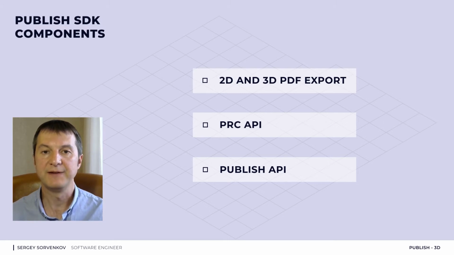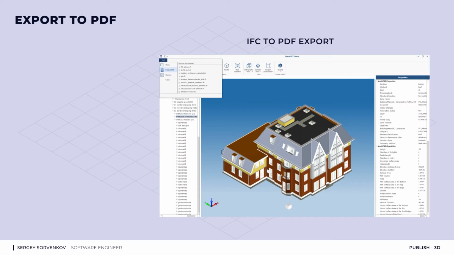Using the PRC API, you are able to work with PRC format files. Those files can be embedded into a PDF document, like a 3D view, or saved as standalone files. And finally, the Publish API allows you to create fully customized PDF documents with your own structure and design. The PDF export feature provides a convenient and easy way to integrate PDF publishing into any ODA product.